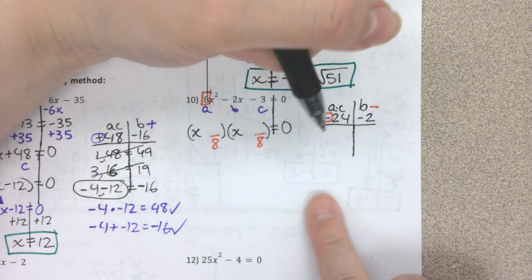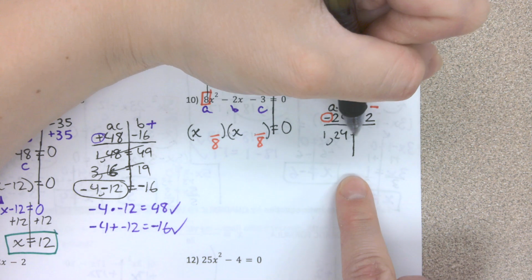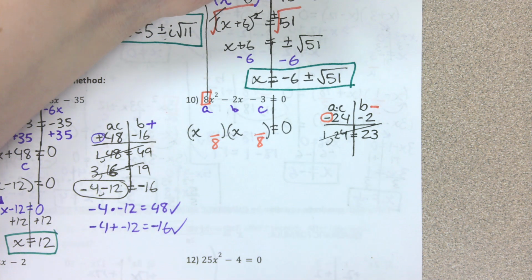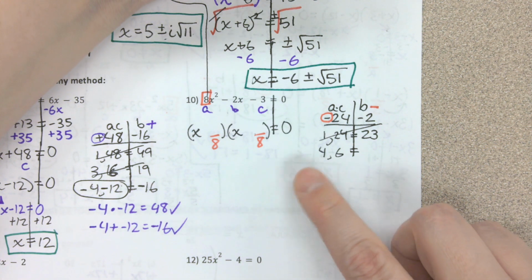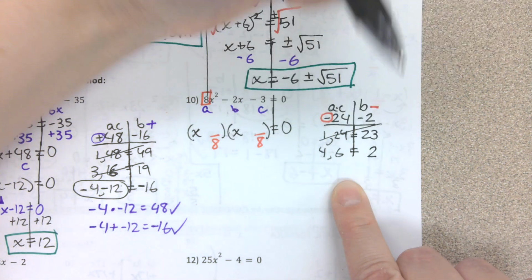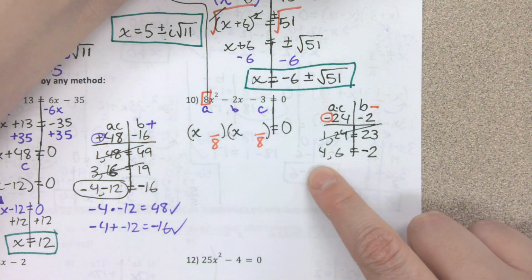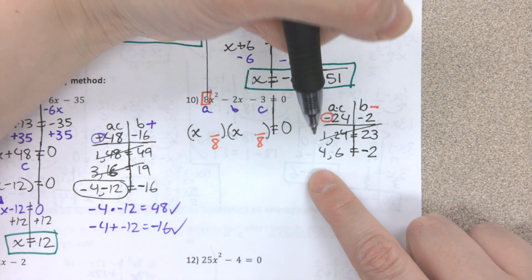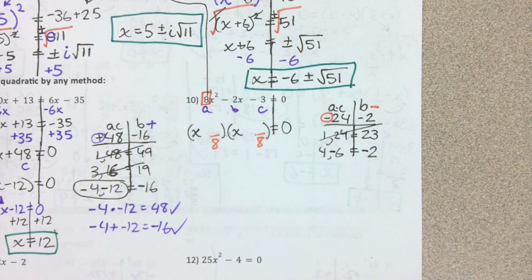24 has a few factors. We have 1 and 24. If I subtract these, I'm going to get 23. So that's not it. Let's look for something else. 2 and 12, that's going to be 10. 3 and 8 is going to be 5. 4 and 6. If I subtract 4 and 6, I get 2. Now I want a negative 2. So if I do 6 minus 4, that's positive 2. So let's do 4 minus 6. Let's give the negative to the 6.